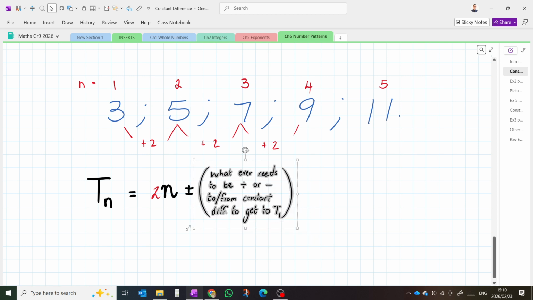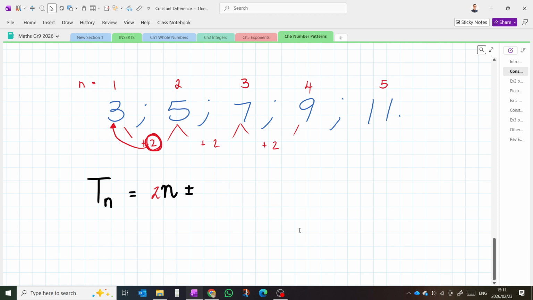So that's the first hurdle out of the way. Now we're going to look at 2, and we're going to see what I need to do to this value of 2 to get to my first term. What do I need to add or subtract from 2 to get to 3? I need to add 1. So that means my general solution is going to be 2n plus 1.